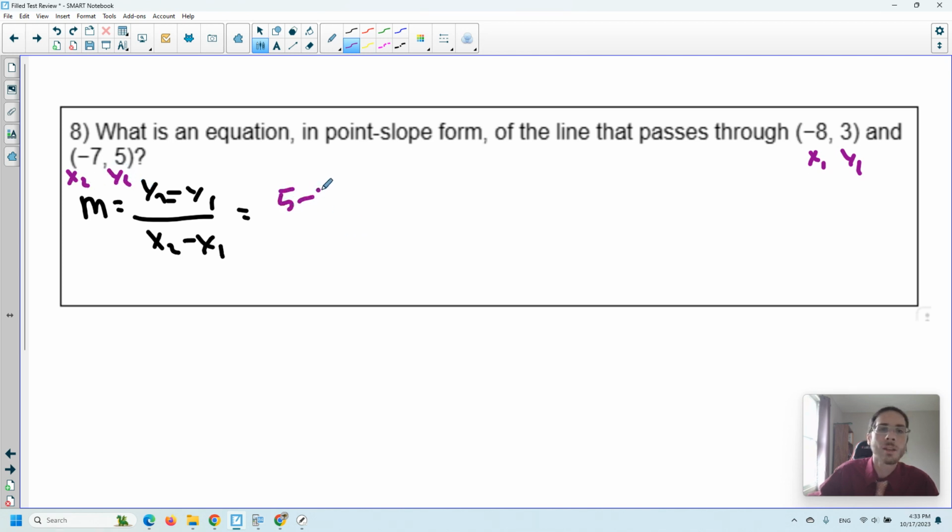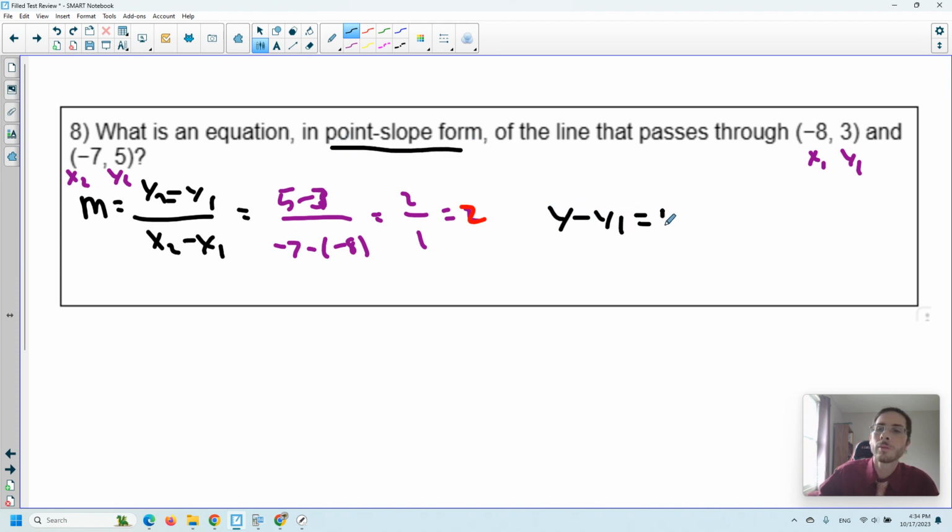So 5 minus 3, over -7 minus -8. So that's going to be 2 over 1, or 2. That's our slope. And so then we have to do point slope form. So y minus y1 equals m times x minus x1. So y minus, let's see, y1 is over here, it's 3. M, the slope, is 2.